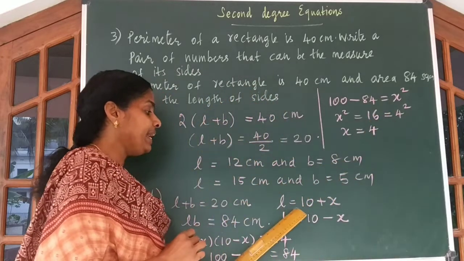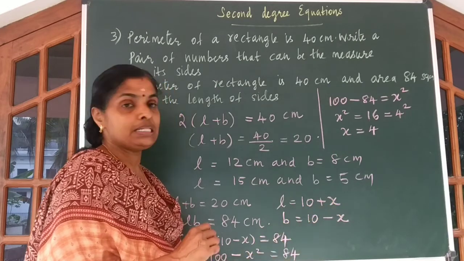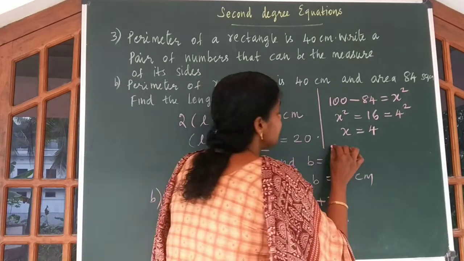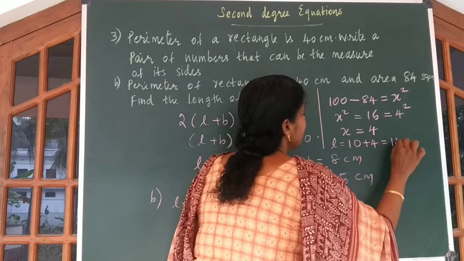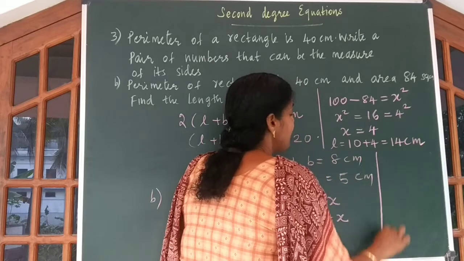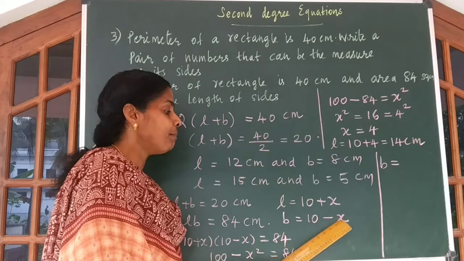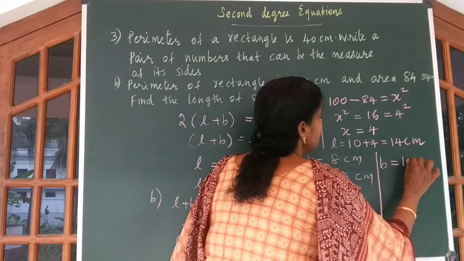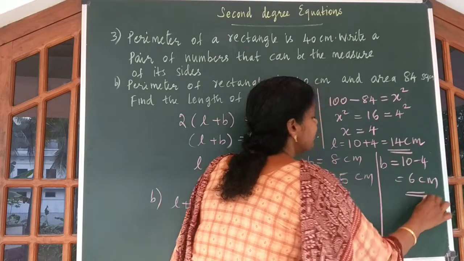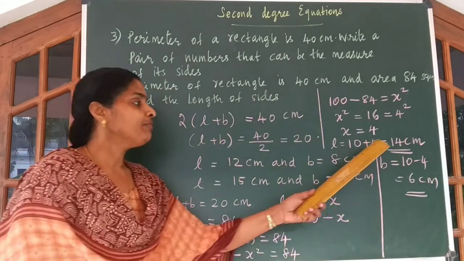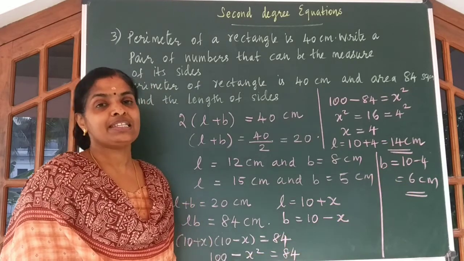Now what is the length of the rectangle, children? Length should be taken as 10 plus 4. Okay. So you get length is equal to 10 plus 4, which is equal to 14 centimeter. And what about breadth? Breadth will be equal to 10 minus x, which gives you 6 centimeter. So the length and breadth of our rectangle are 14 centimeter and 6 centimeter. Hope this method is clear to you.